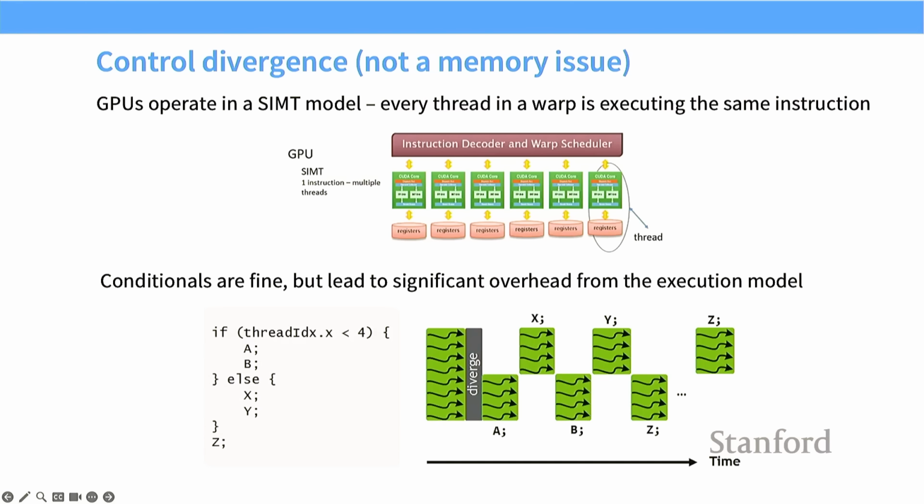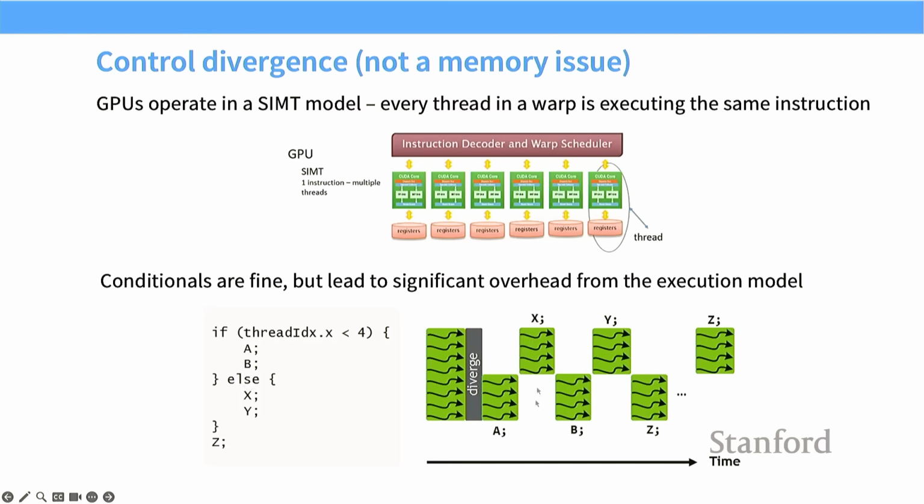If I run this on the GPU, what's going to happen is that I'm going to run the A instruction on 4 of my threads. I will actually pause my other 4 threads, which are supposed to be executing the else part. And then these other 4 threads will come alive, and they will execute X.